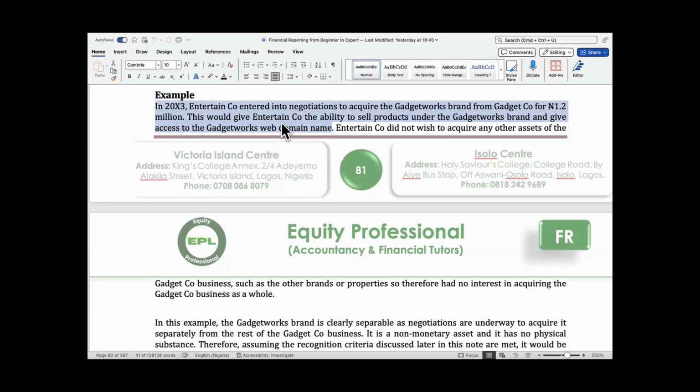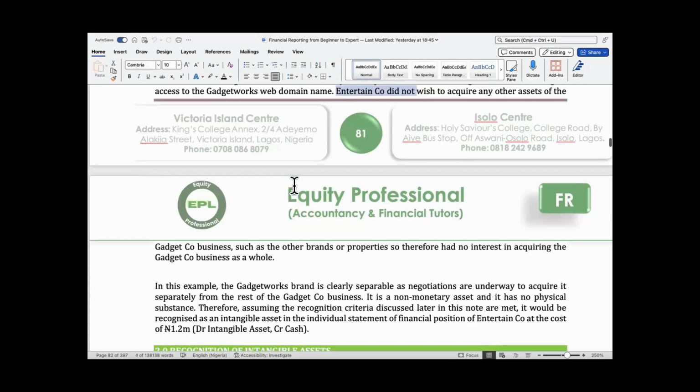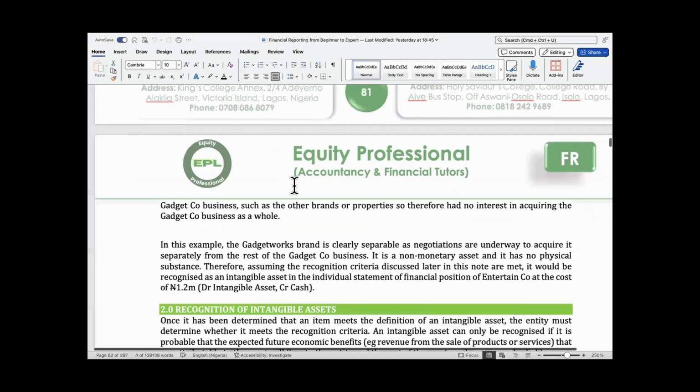Those resellers that you see around, it's just the same thing as this sentence here. That this company, Entertain Co, wants to start using the brand of Gadget Co. They want to start using their brand. And Entertain Co paid 1.2 million for that brand. So then I said Entertain Co did not wish to acquire any other assets of the Gadget Co business, such as other brands or properties. So therefore, it had no interest in acquiring the Gadget Co business.